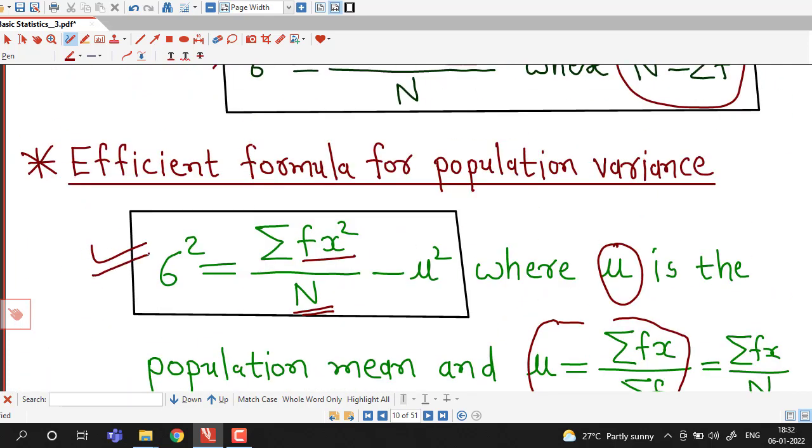Similarly we have this formula for population variance. Here also we are multiplying by frequencies. In case of ungrouped data, we are not writing frequencies here. For group data, we have to write frequencies here. So that is the difference.